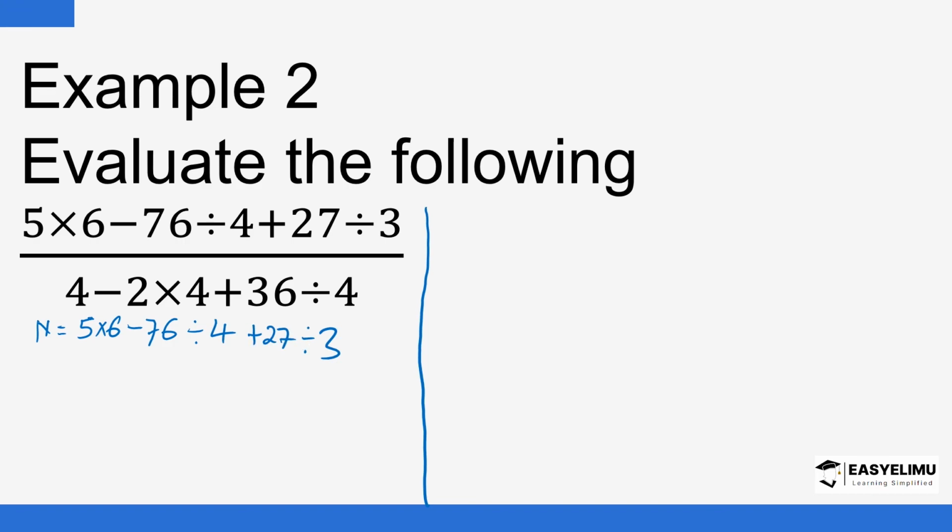So again, BODMAS rule will still apply here. So bracket, I can't see order, division is there. So I'll do division. So I will insert the brackets here, and I will also insert the brackets there. There is a plus sign here in between, so I'll not omit the other numbers. So we have 5 by 6 minus, so 76 divided by 4.